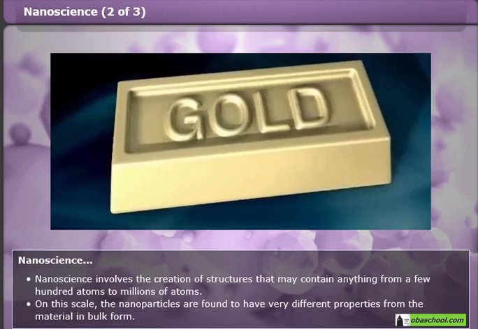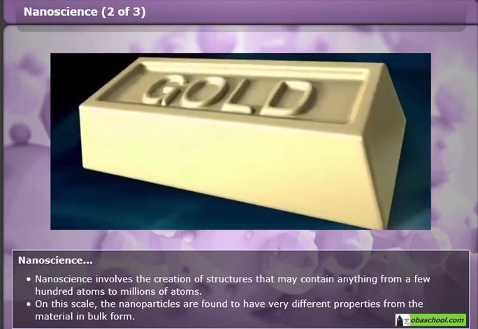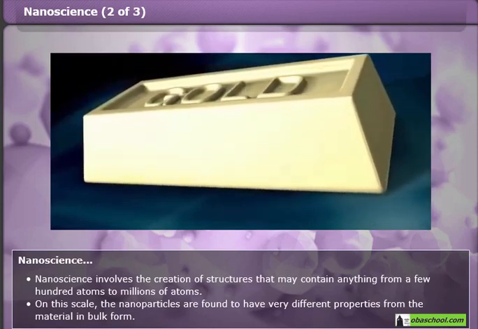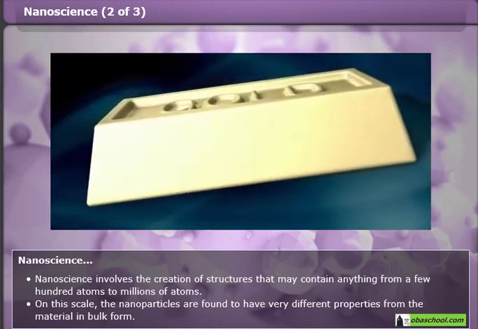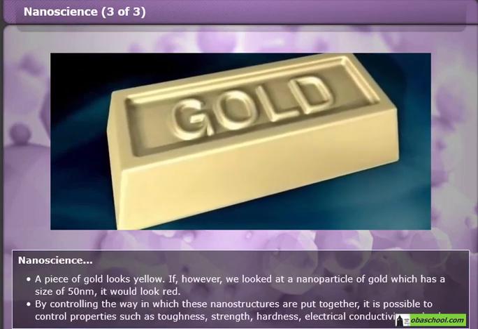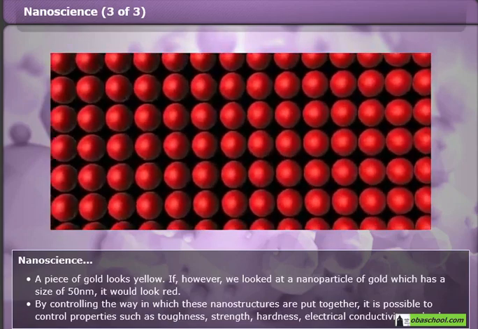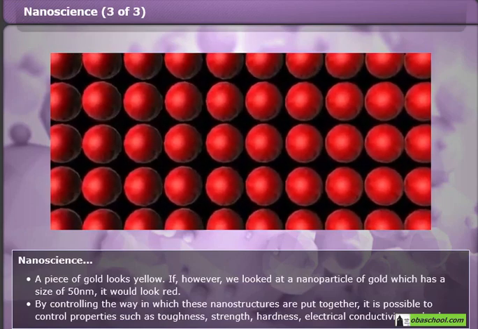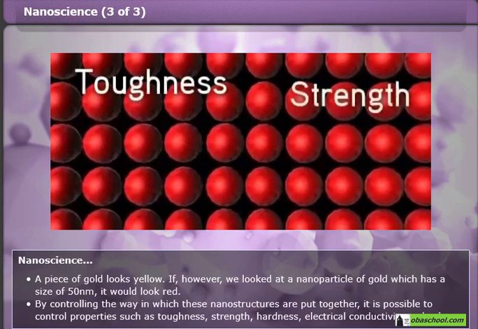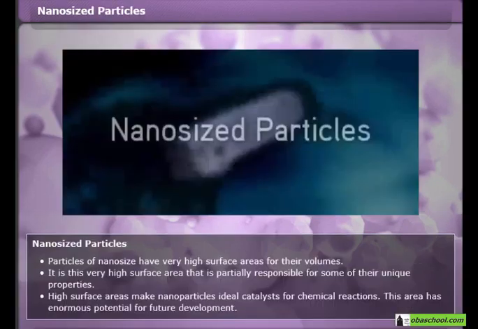Nanoscience involves the creation of structures that may contain anything from a few hundred atoms to millions of atoms. On this scale, the nanoparticles are found to have very different properties from the material in bulk form. A piece of gold looks yellow. If, however, we looked at a nanoparticle of gold which has a size of 50 nanometers, it would look red. By controlling the way in which these nanostructures are put together, it is possible to control properties such as toughness, strength, hardness, electrical conductivity, and color.